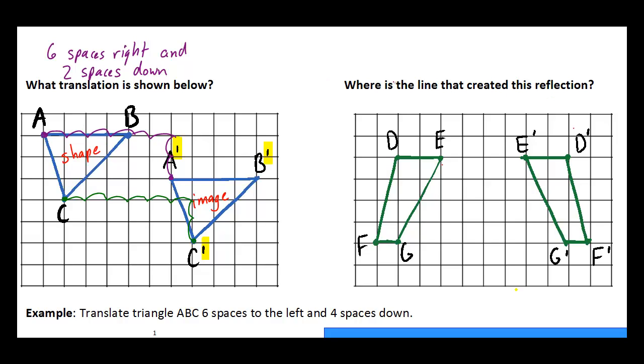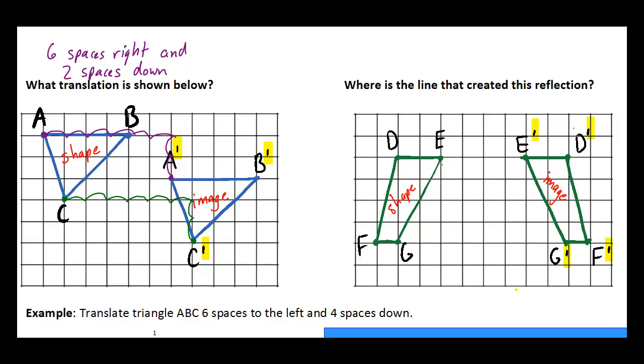Okay, let's look at this second question. It's asking, where is the line that created this reflection? The first thing to notice is that our original shape is over here on the left, and the final shape, our image, I should say, that we end up with is on the right. So this is my shape, or my original object, and this is my image. I know this because when I look at this image, all of the letters have that little prime beside them. So I know that each of those represents the transformed shape.